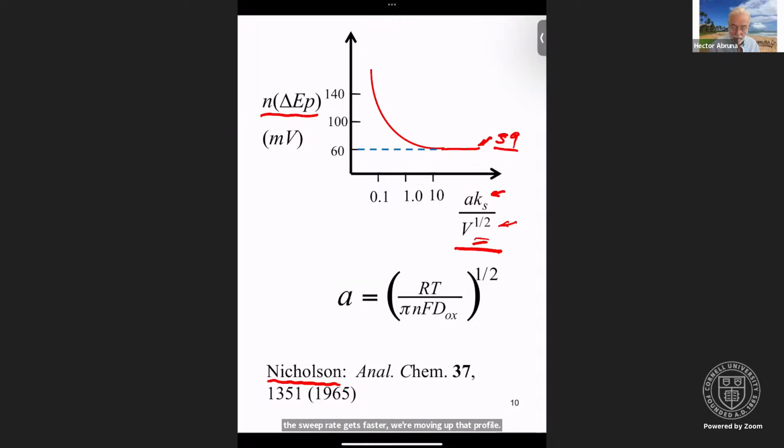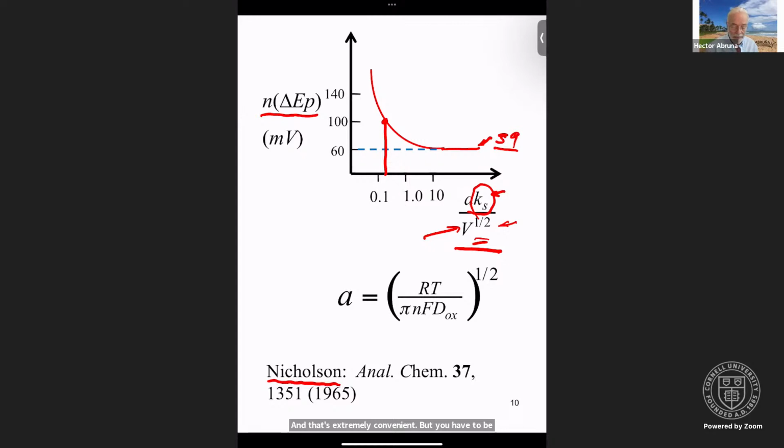Right? And so if you get a value, let's say here, you know what the sweep rate is because you're controlling it. So you know what that is. A is a bunch of constants. And so from that delta E peak, you can actually guesstimate the value of Ks. And that's extremely convenient, but you have to be extremely careful in your measurement.